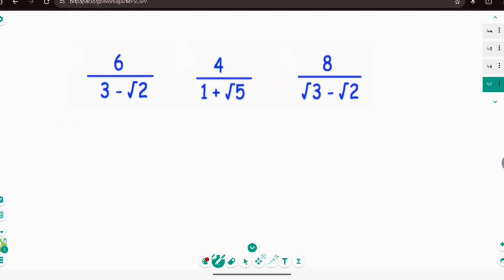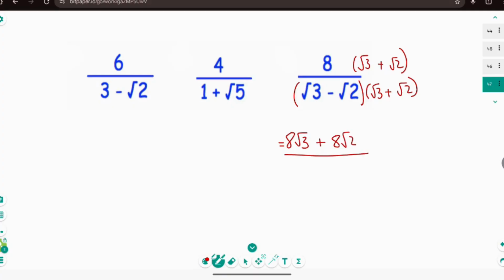And then question 3, we need to multiply the denominator by root 3 plus root 2, and the numerator by root 3 plus root 2, sorry. The numerator, 8 times root 3, 8 root 3. 8 times root 2, 8 root 2.